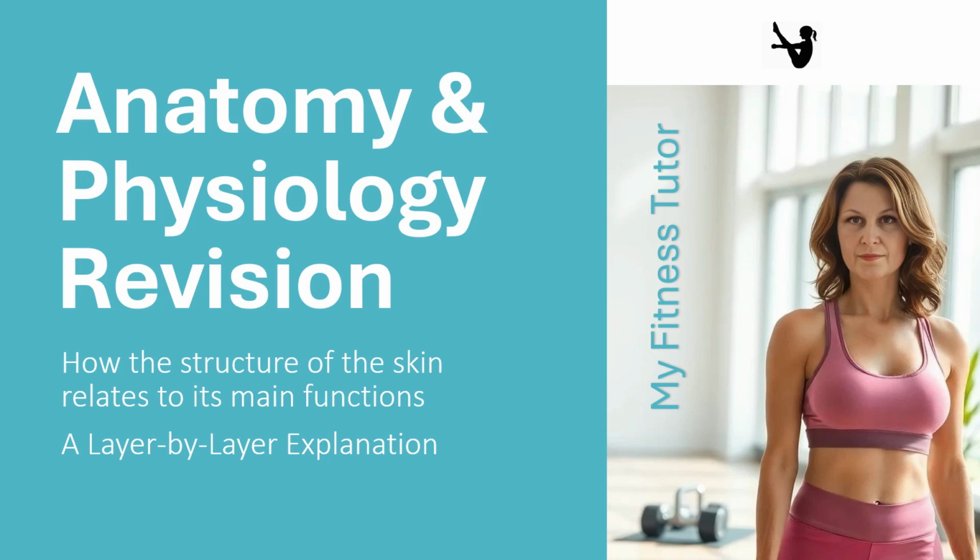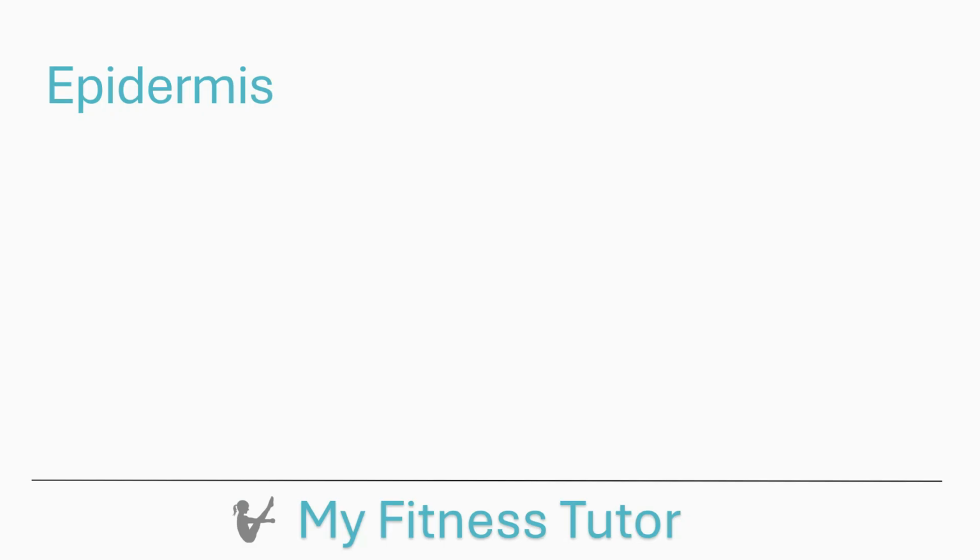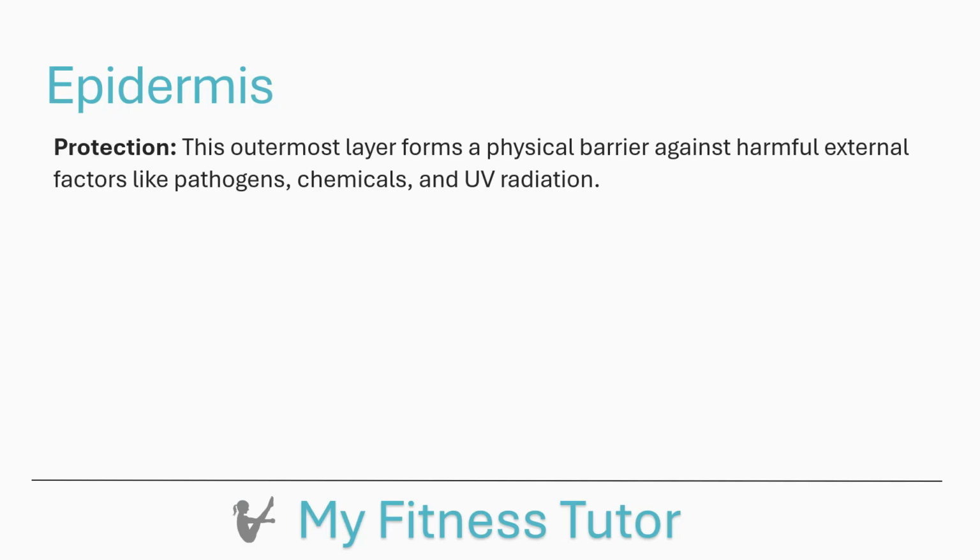How the structure of the skin relates to its main functions. A layer by layer explanation. Epidermis. Protection. This outermost layer forms a physical barrier against harmful external factors like pathogens, chemicals, and UV radiation.